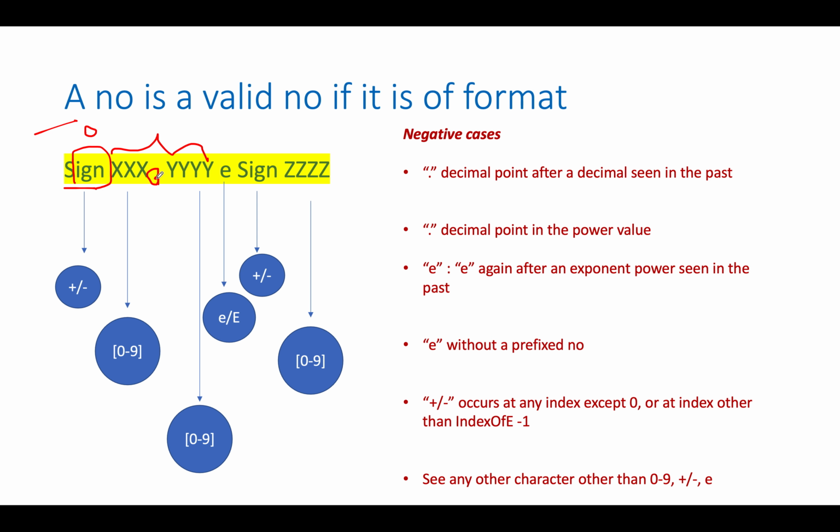So let's talk about the extreme case where we'll have the decimal separation. The first part will have numbers starting from 0 to 9 followed by a decimal point, that means a single decimal only. Then again we'll have numbers starting from 0 to 9. So this represents the decimal part, this represents the numeric part.